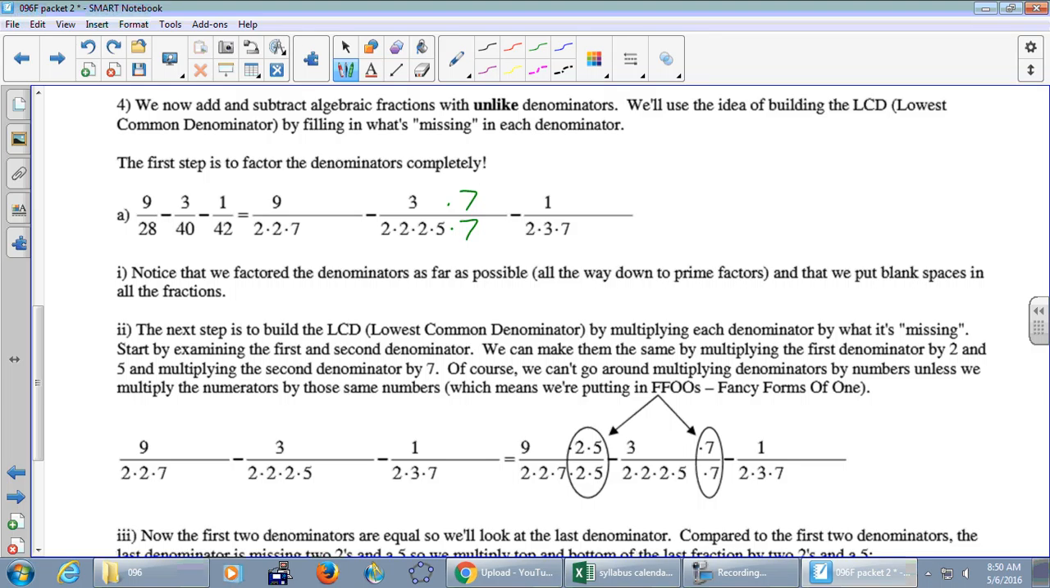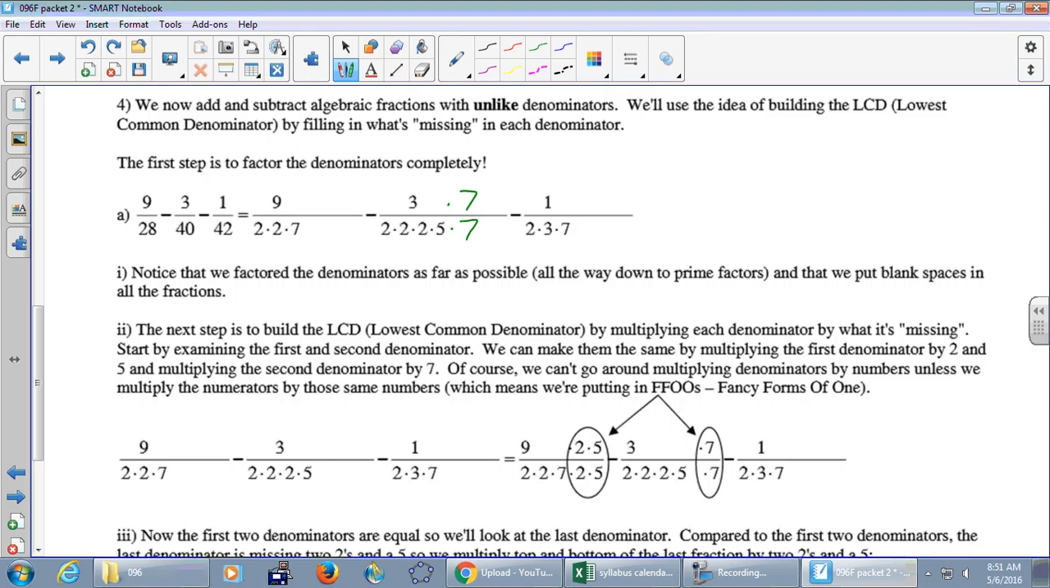What have we just filled in? That 7 over 7, what was our funny name for that? It's a foo-foo. That is a fancy form of 1, and it's one of the few things that you're allowed to do, right? You're allowed to multiply by 1. Okay, so times 7, times 7.